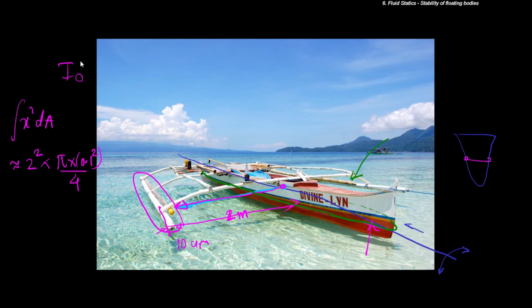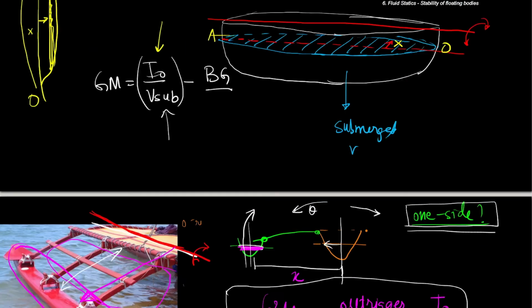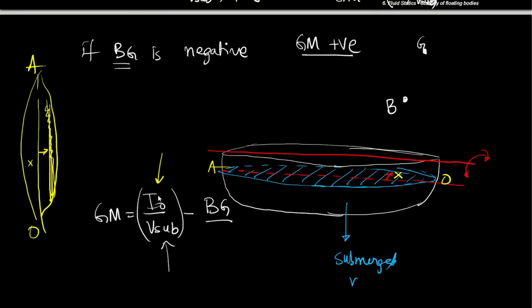So given a certain submerged volume, the way to increase the stability is to provide an outrigger, or to design a hull in such a way that the second moment of area is quite large compared to the submerged volume. If you can design a hull so that the second moment of area is quite large compared to the submerged volume, then also you can achieve a large value of metacentric height. A large value of metacentric height will lead to a stable configuration.